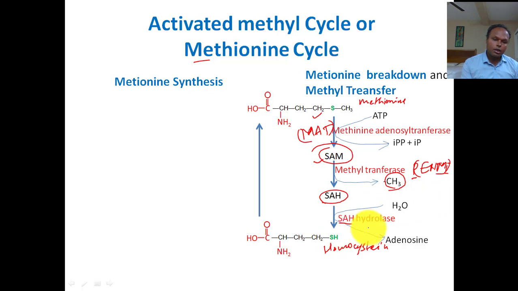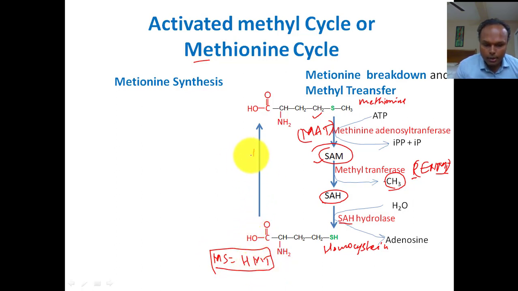And then the third reaction is always S-adenosyl homocysteine hydrolase, and this will produce homocysteine, and the regeneration of methionine will be catalyzed by one enzyme called methionine synthase. The name itself suggests methionine is being synthesized, that is why methionine synthase. The second name of the same enzyme: methionine synthase is also called homocysteine methyl transferase, HMT. These are the names of the same enzyme.